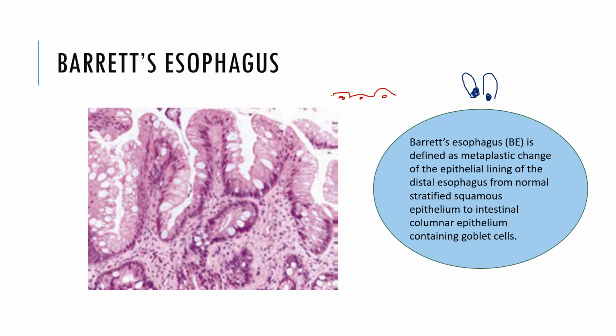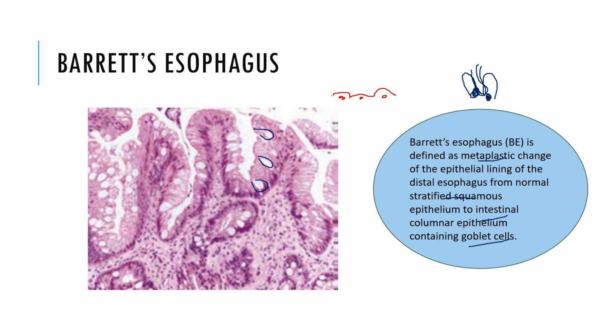So intestine has goblet cells also. Goblet cells are like vacuolated cells, which are producing mucin. Here you can see the goblet cells. So this is metaplasia. Metaplasia means normal epithelium is replaced by abnormal epithelium. So Barrett's is defined as a metaplastic change of the epithelial lining of the distal esophagus from normal stratified squamous to intestinal columnar, containing also goblet cells.